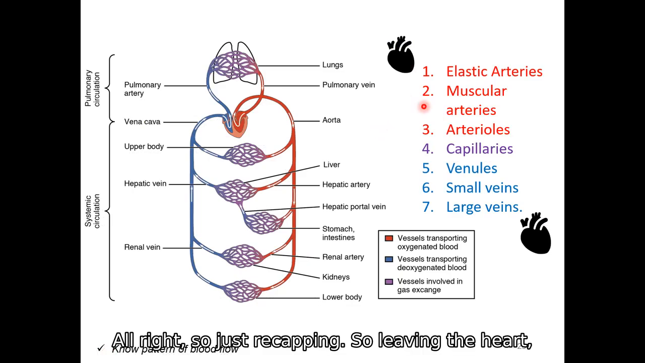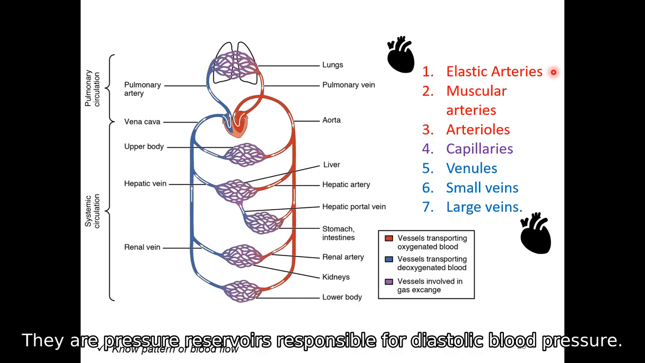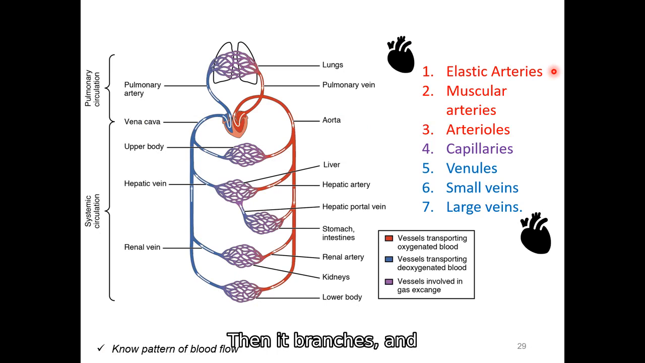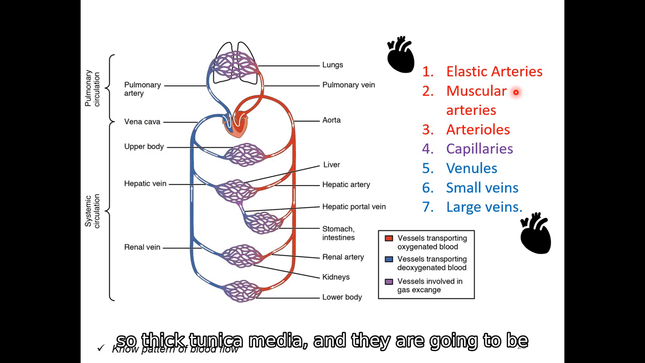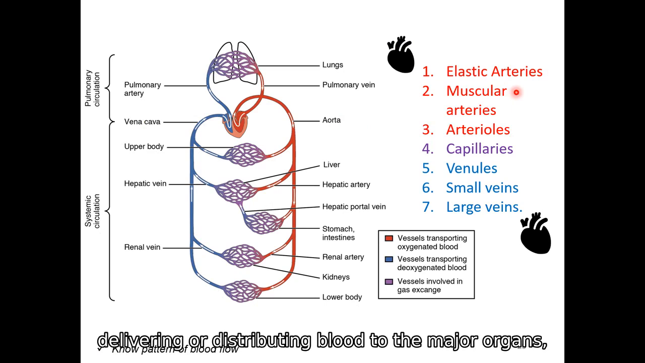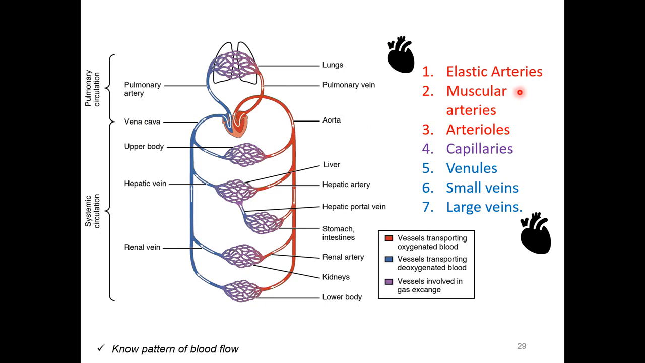All right, so just recapping. Leaving the heart, we have elastic arteries. They are pressure reservoirs responsible for diastolic blood pressure. Then it branches, and these arteries have more muscle than anything else, so a thick tunica media, and they are going to be distributing blood to the major organs.